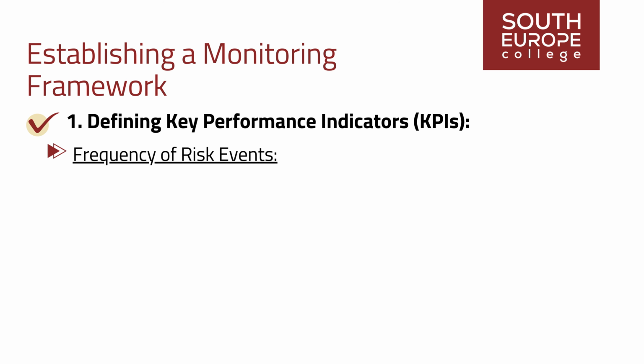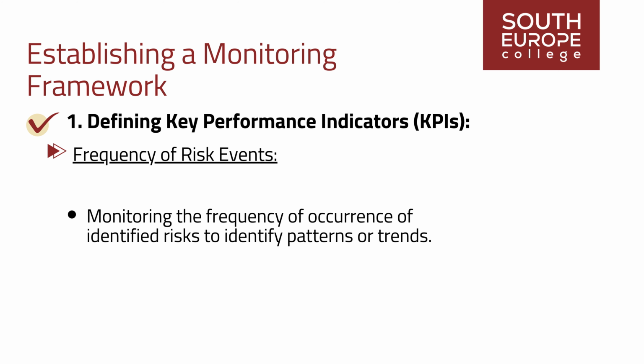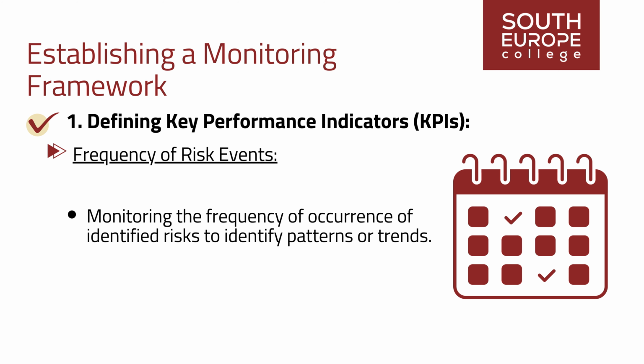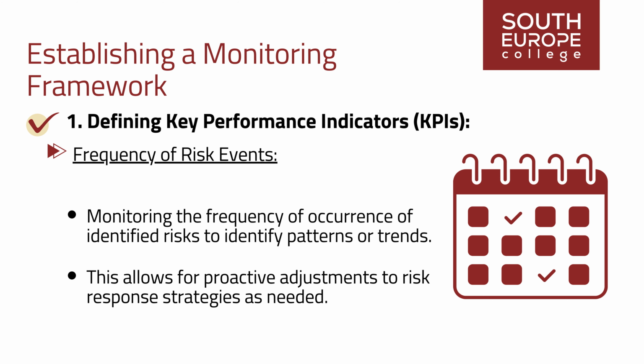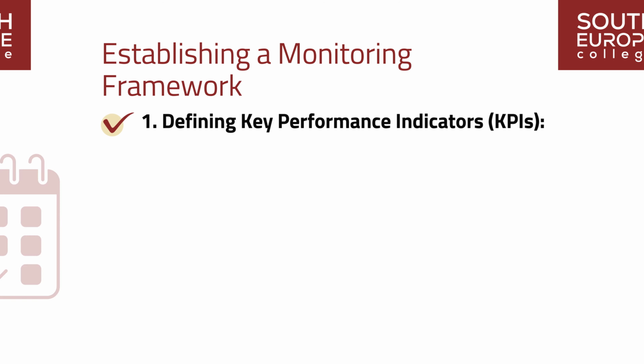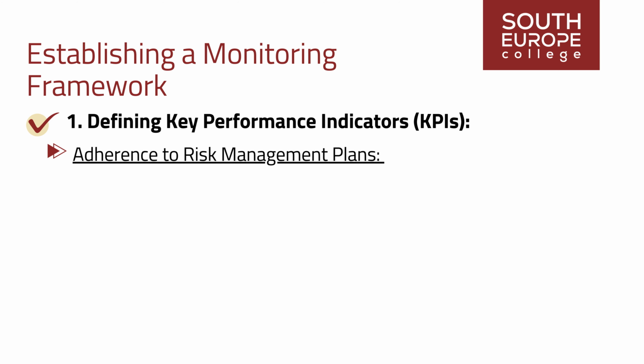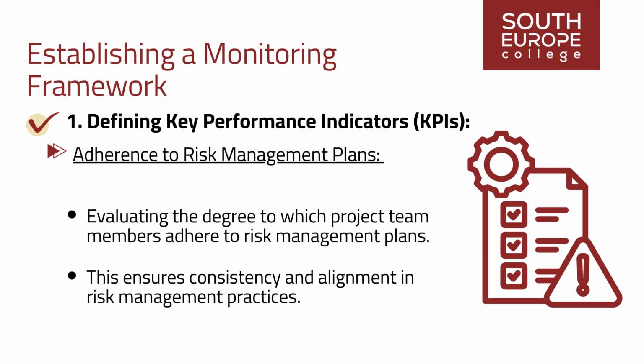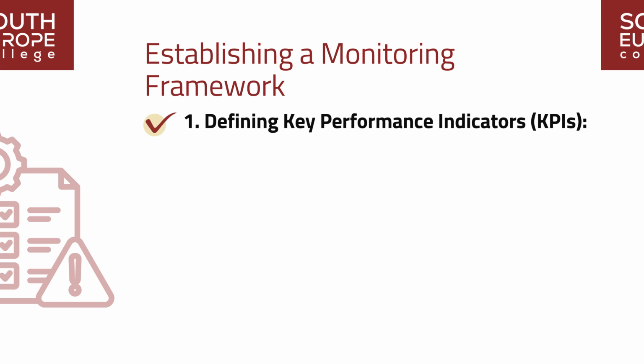Frequency of risk events. Monitoring the frequency of occurrence of identified risks to identify patterns or trends. This allows for proactive adjustments to risk response strategies as needed. Adherence to risk management plans. Evaluating the degree to which project team members adhere to predefined risk management plans and procedures. This ensures consistency and alignment in risk management practices.